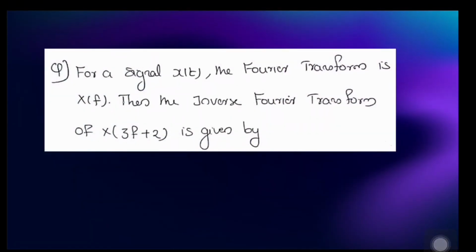Here we have a signal x of t. Its Fourier transform is given as X of f. We are asked to find out the inverse Fourier transform of X of 3f plus 2. Do you know how to solve this question? I hope you all understood that we have to use properties of the Fourier transform to solve this particular question. Which properties? That's what we are going to look at next.